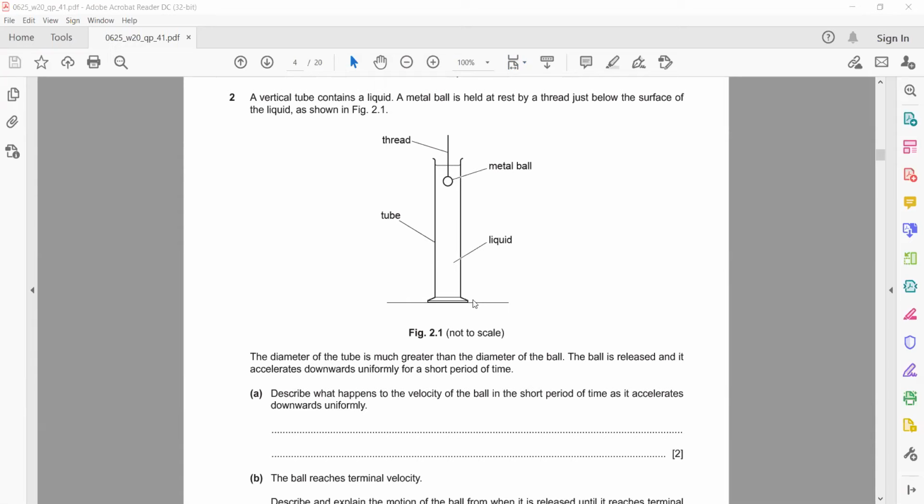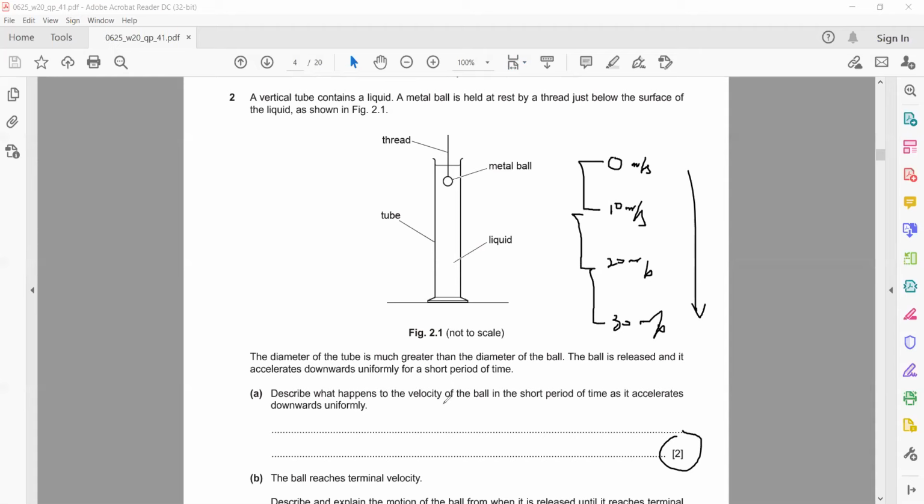So what happened to velocity? Because if an object is accelerating, the velocity will increase, and the change in the velocity is constant, because they mentioned constant acceleration. It's 2 marks. So how will you score a mark? If originally it is 0, then it becomes 10, then 20, then 30. So velocity is increasing, but the rate at which it is changing is constant. That's why the acceleration is constant. So velocity increases with a constant rate or uniform rate.